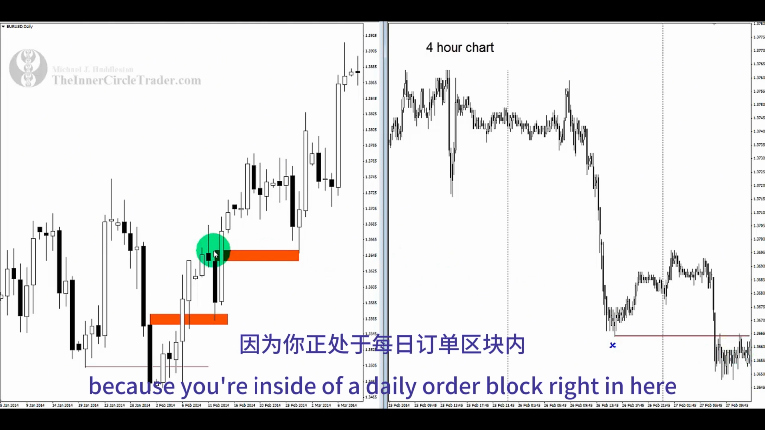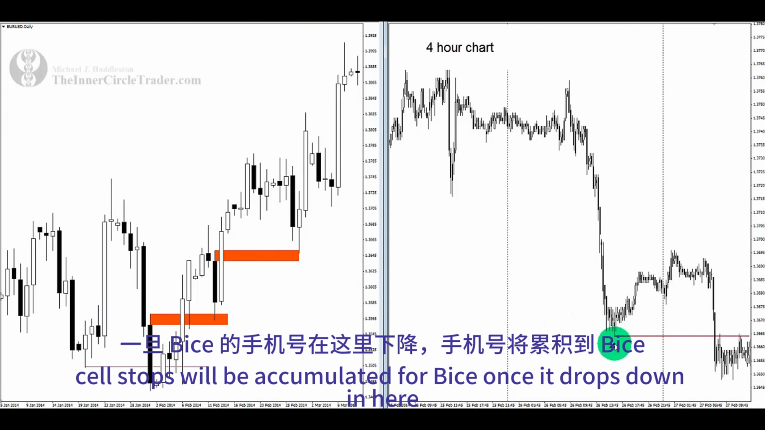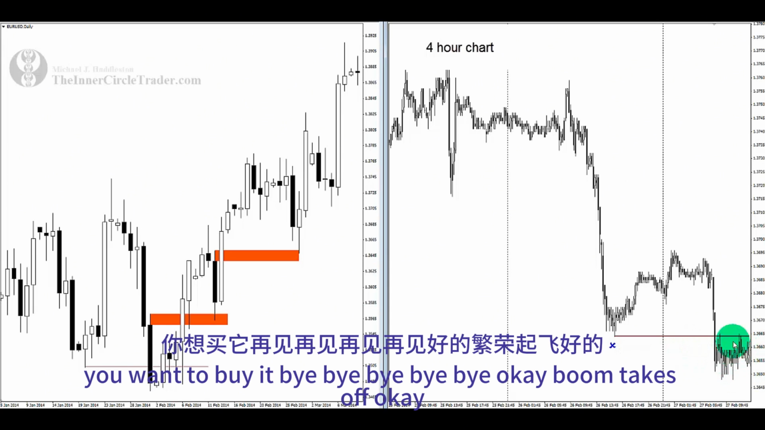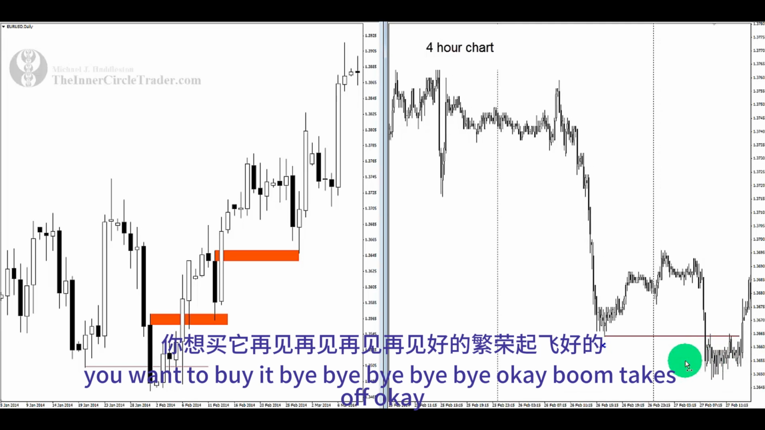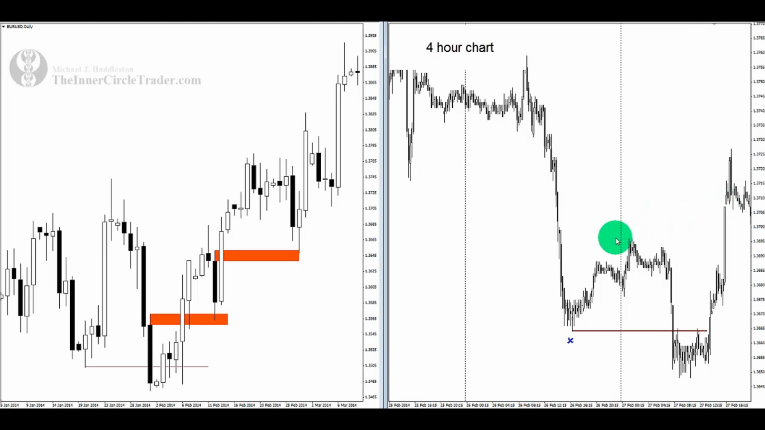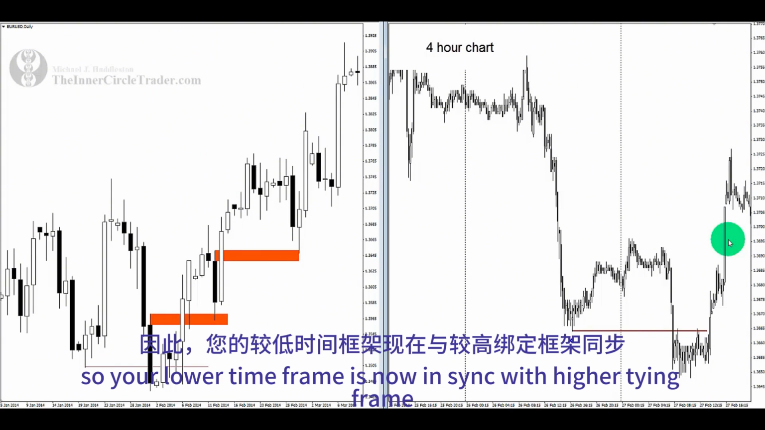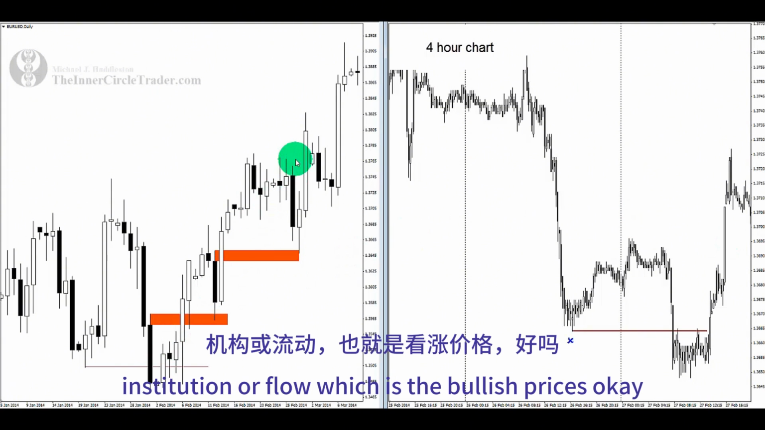Why? Because you're inside of a daily order block right in here. They're building accumulation positions here. Sell stops will be accumulated for buys when it drops down in here. All this little area here, you want to buy it. Buy, buy, buy. Okay. Boom, takes off. Once this takes out this high here, you know you have market structure back in sync with you. So your lower time frame is now in sync with higher time frame institutional order flow, which is bullish.